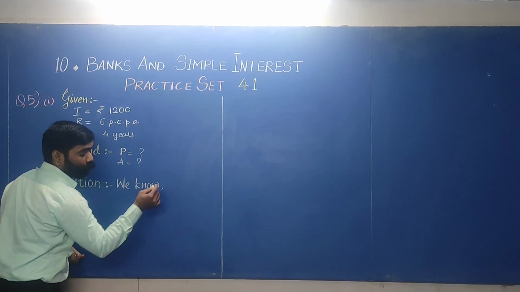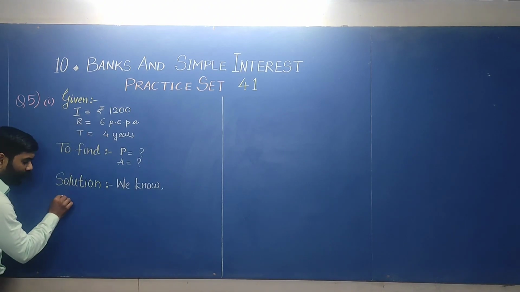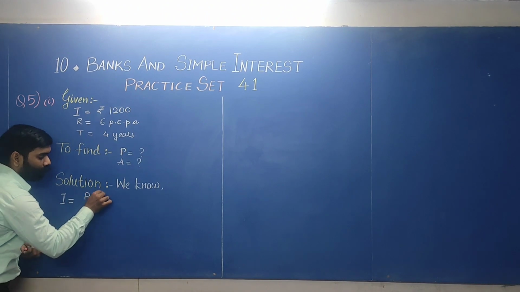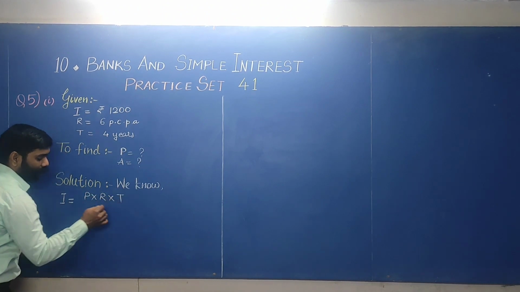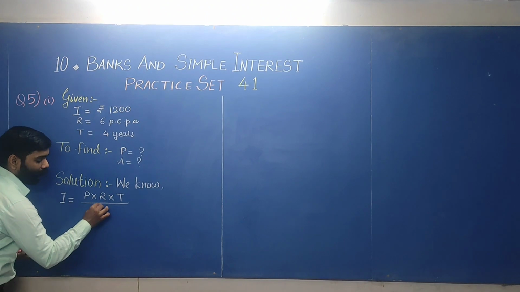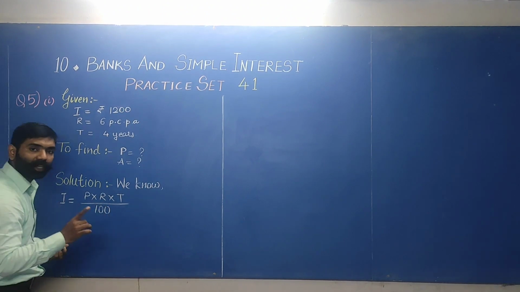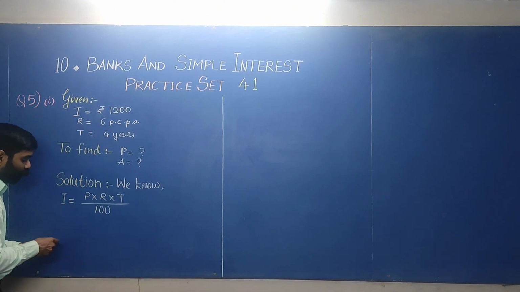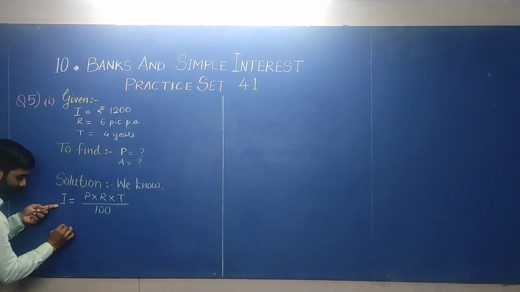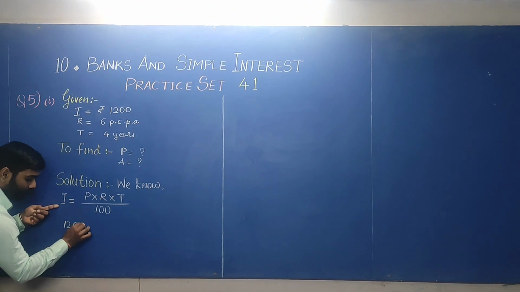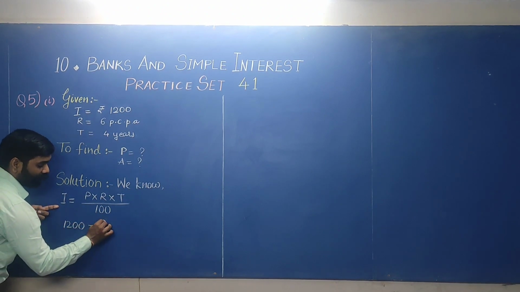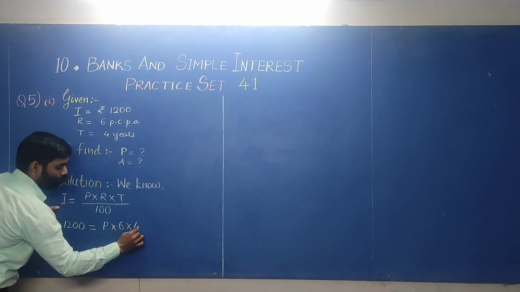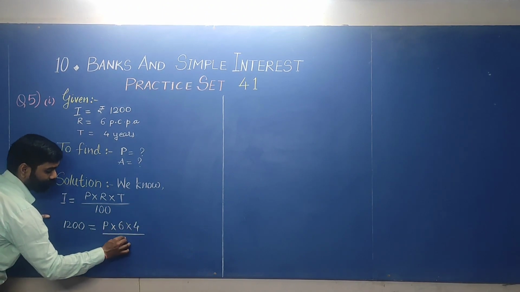What we know, students? We know the formula. What is that formula? Formula is interest is equals to principal into rate into time upon 100. I hope till now you people might have remembered this formula. Now we need to put the values. What are the values? I is 1200. 1200 is equals to principal, we don't know, rate 6 time 4 upon 100.